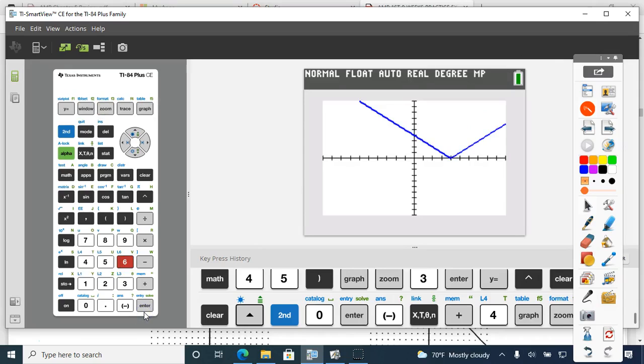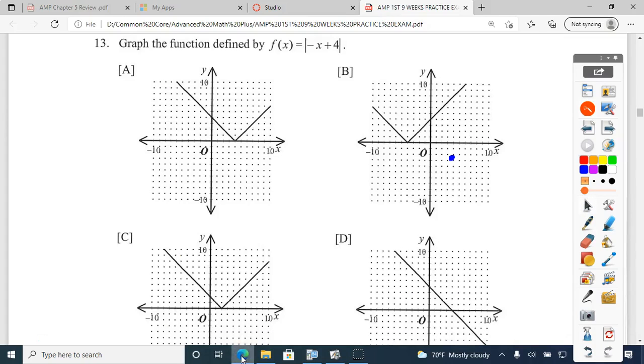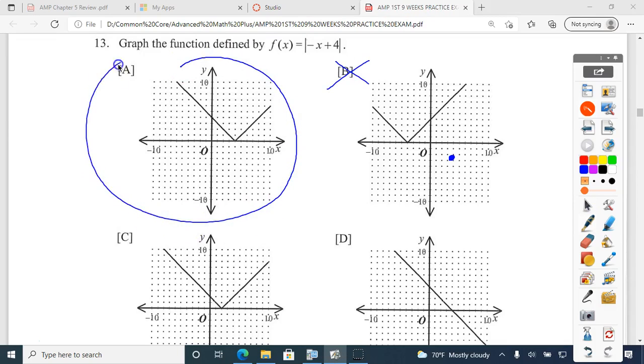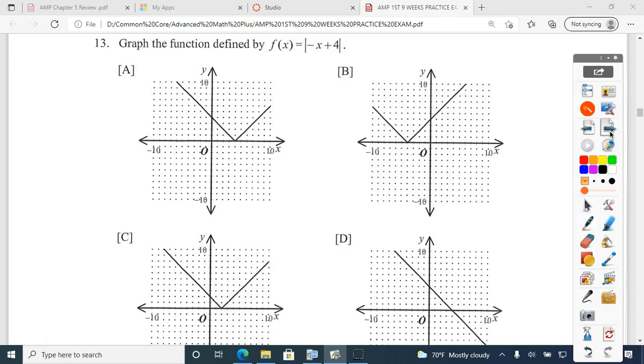All right, and so it's just a V. The vertex is at 4, 0, looks like. So let's go find on our choices one that has a vertex at 4, 0. So it's not B. Looks like A is my answer right here. This one's vertex is at 2, so that one's not right. And this one's not even a V. So there you go. That's all you have to do. Moving on.